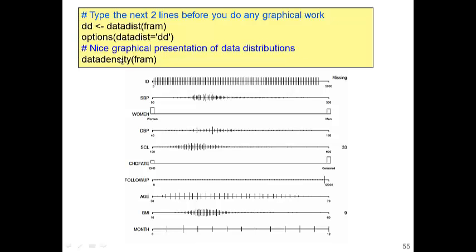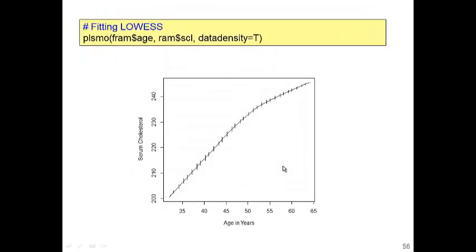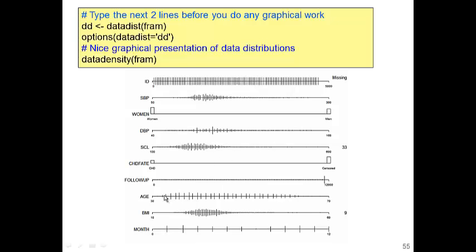Okay, and data density is a very useful function, and you can visually see the distribution of each variable. So this is the function we use, called PLSMO, and this is the variable you want to place on the x-axis, and this is the second variable that will be placed on the y-axis. And when you set data density to true, R will plot these bars. A longer bar is present where you have higher density in the data. That means you have more observations here than at these two ends. So if we check that with data density, this is the distribution of age.